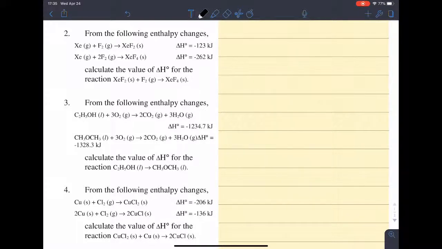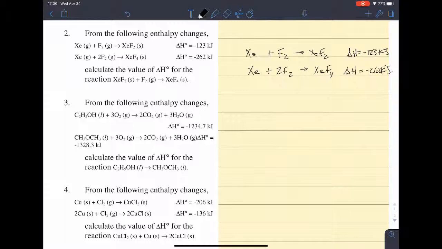Another example here with question number 2, looking at a different way to manipulate. So I know that I have xenon plus fluorine gas. It's going to give me xenon difluoride, delta H is equal to negative 123 kilojoules. And my second reaction, xenon difluoride plus 2F2 gives me xenon tetrafluoride, and my enthalpy of reaction is negative 262 kilojoules.